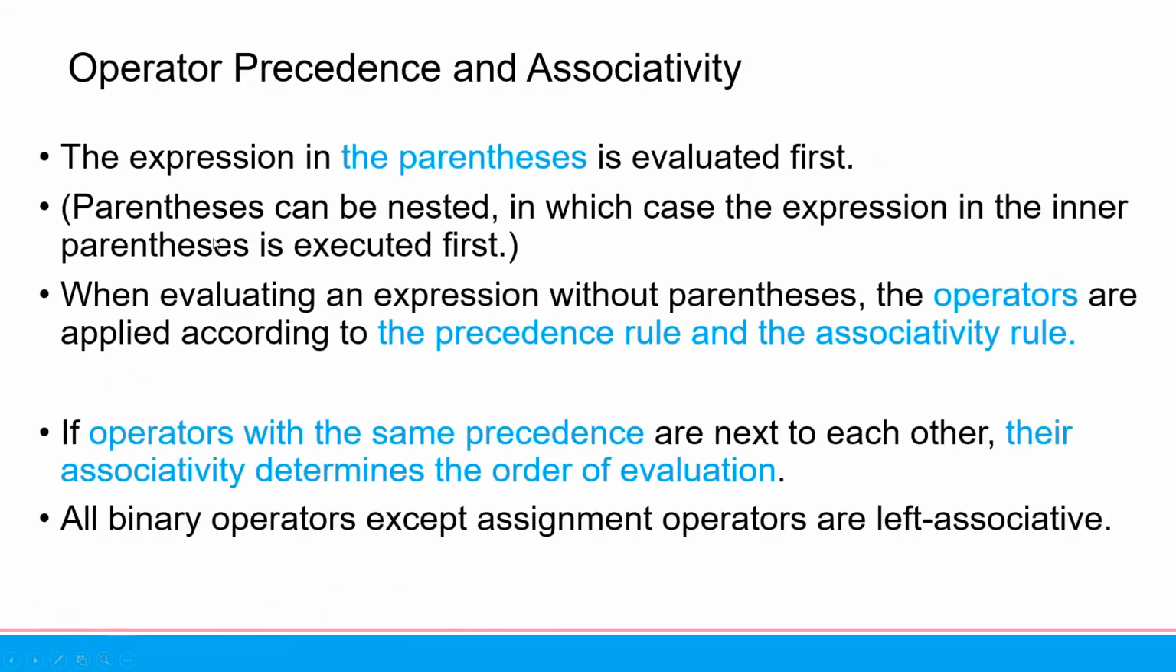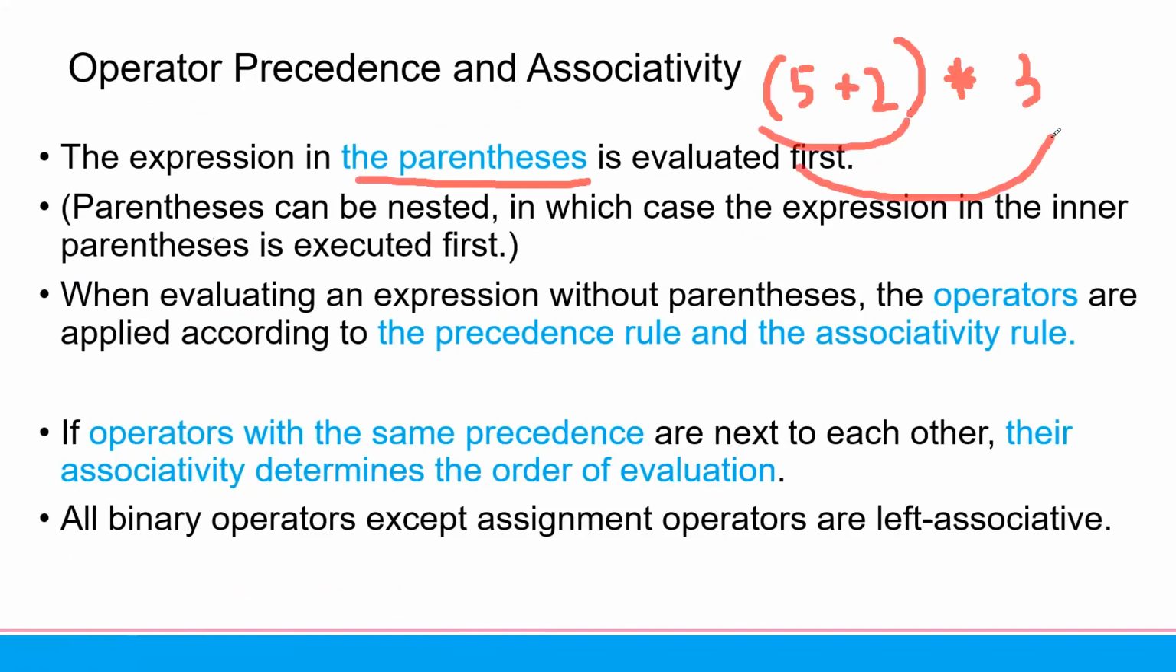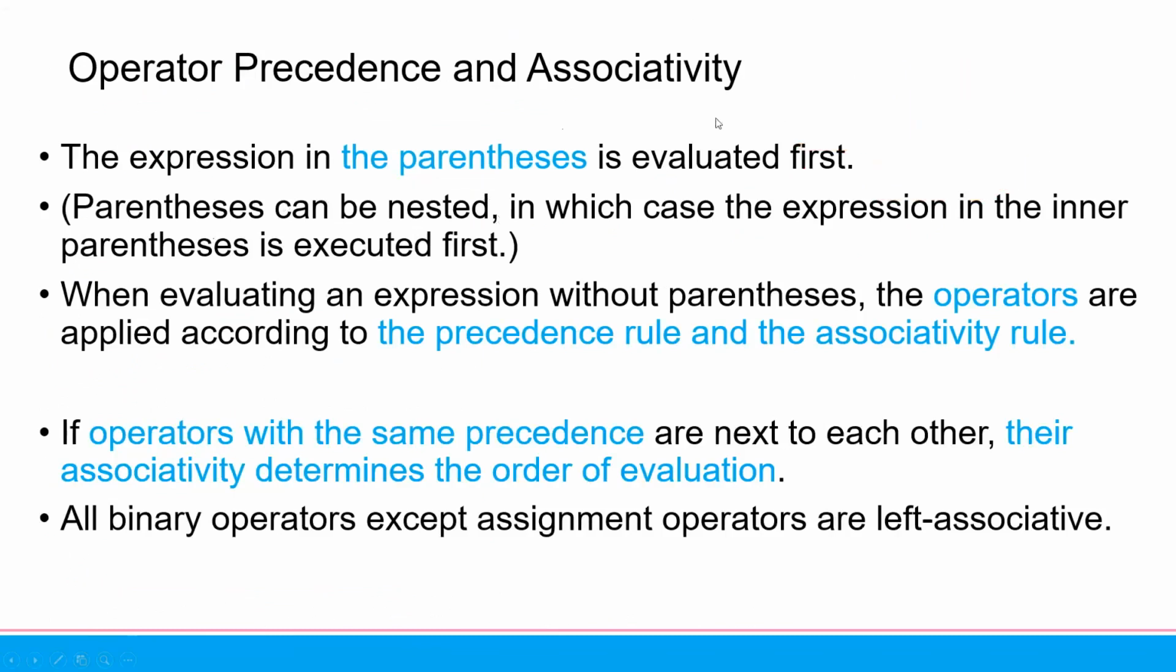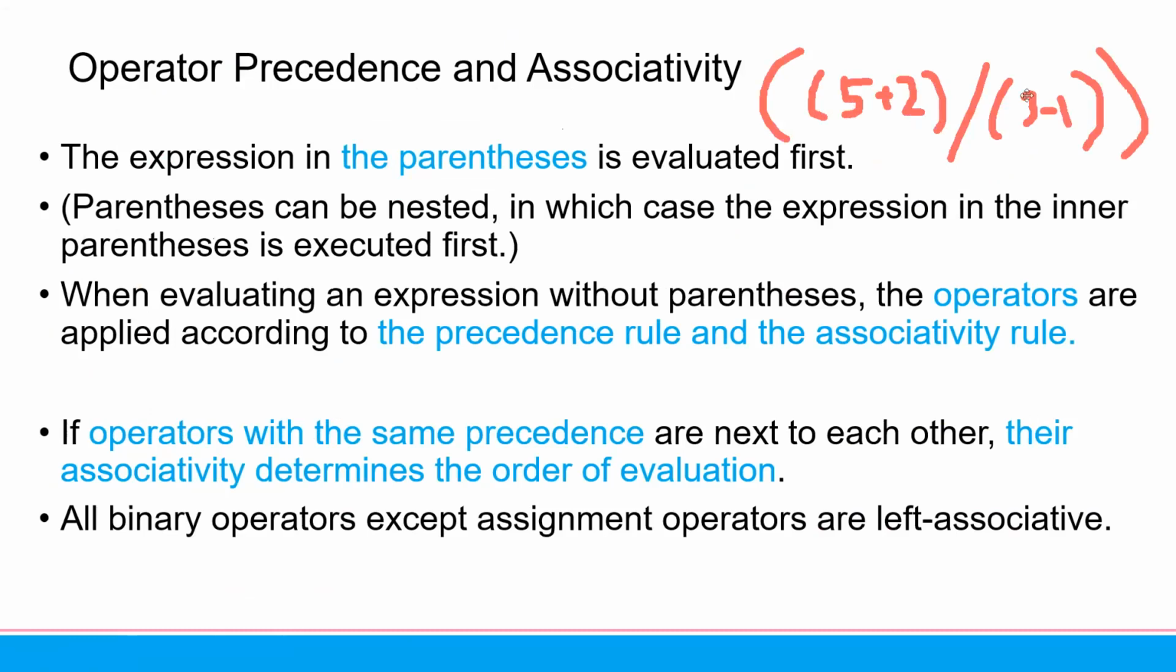Okay. So this is the precedence or the order. As I mentioned before, the parenthesis is evaluated first, the expression in the parenthesis. So if we have 5 plus 2 multiplied by 3, then this will be done first, and then we will do this next. Parenthesis can be nested. So it means you can have 5 plus 2 and then divided by 3 minus 1, something like this. So you can have nested.